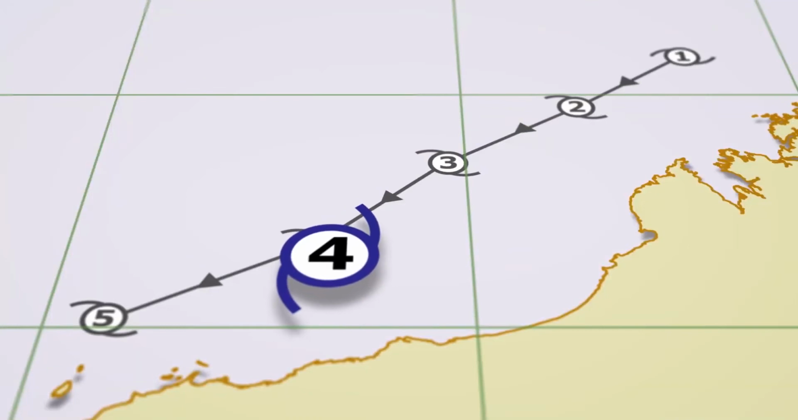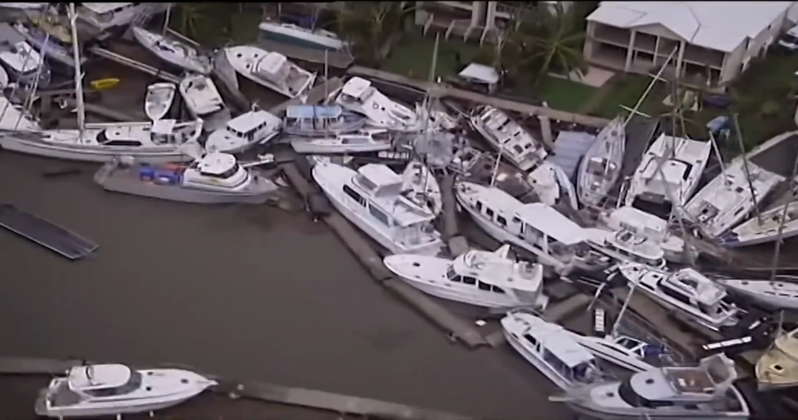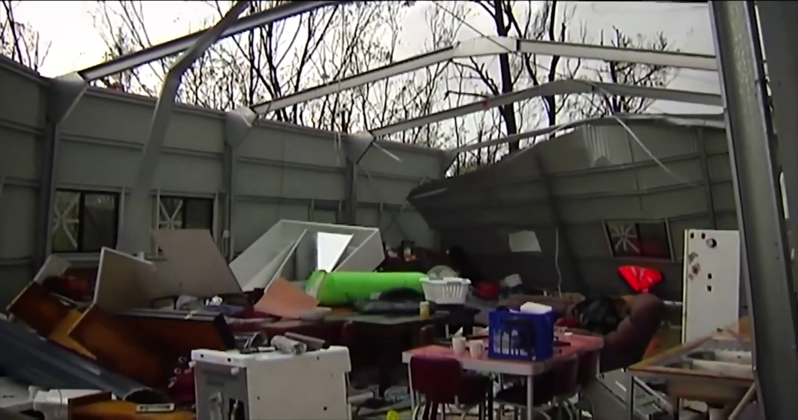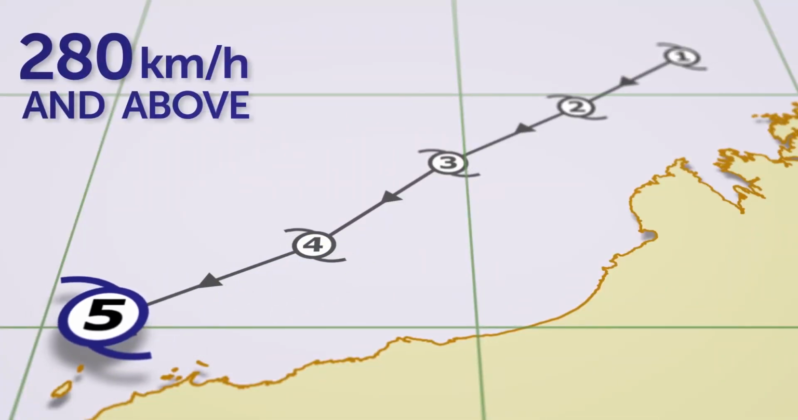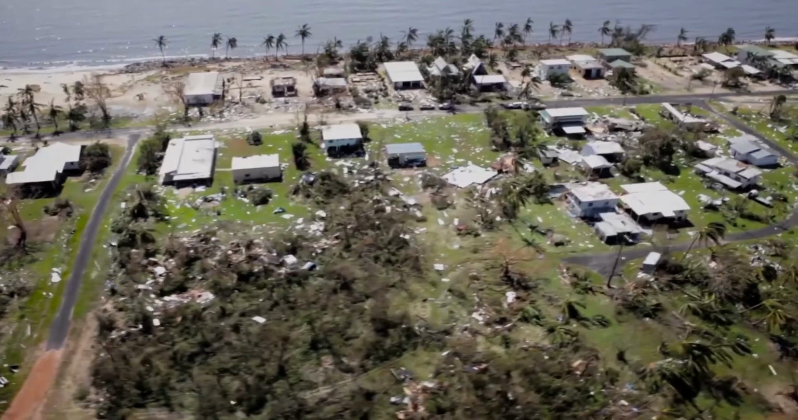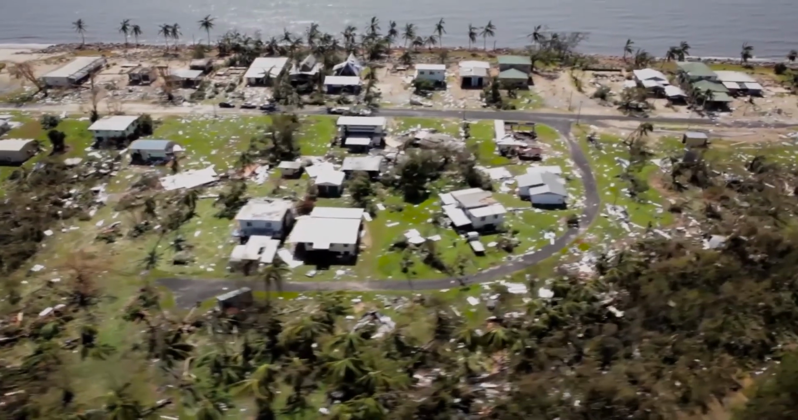A Category 4 cyclone has estimated gusts between 225 and 279 km per hour. These winds are very destructive, causing significant roofing and structural damage to buildings, dangerous airborne debris, and widespread power failures. A Category 5 cyclone has estimated gusts of 280 km per hour and above. Winds at this speed are extremely dangerous and cause widespread destruction.